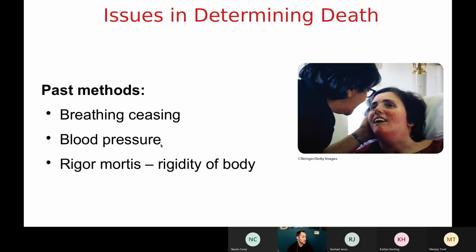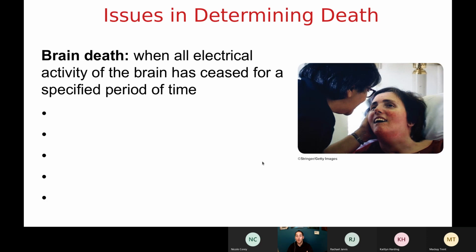Another is blood pressure. So having your blood pressure drop below a certain level, or having essentially very low blood pressure, was at some points defined as being dead. Rigor mortis, the rigidity of the body, was another definition used. So making sure that someone was dead at that point. So these are a couple different ways we've defined it in the past. And there's still, even now, isn't 100% agreement from all medical researchers about at what point should we define death. But we'll talk about one that is most agreed on, and then the caveats to it.